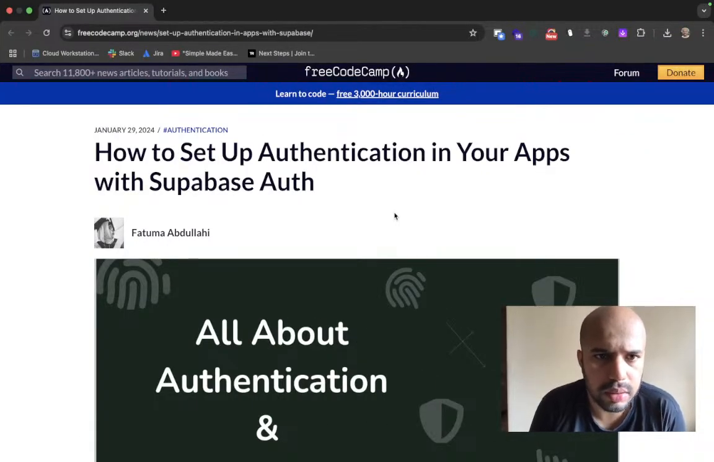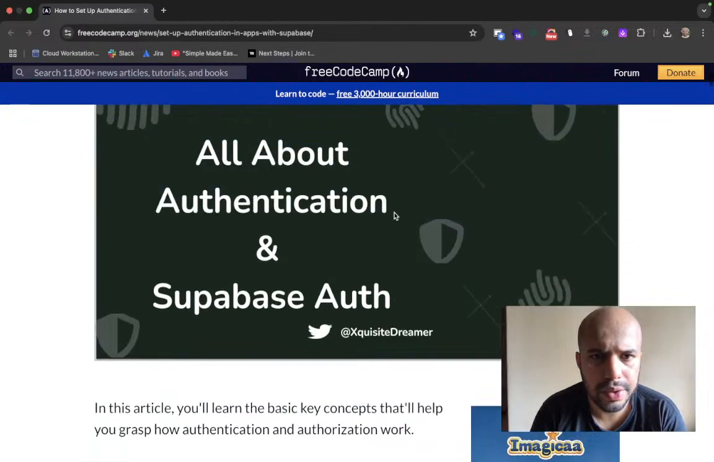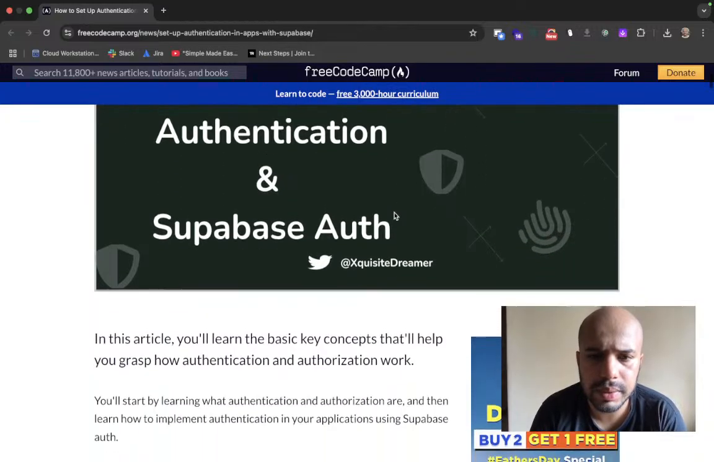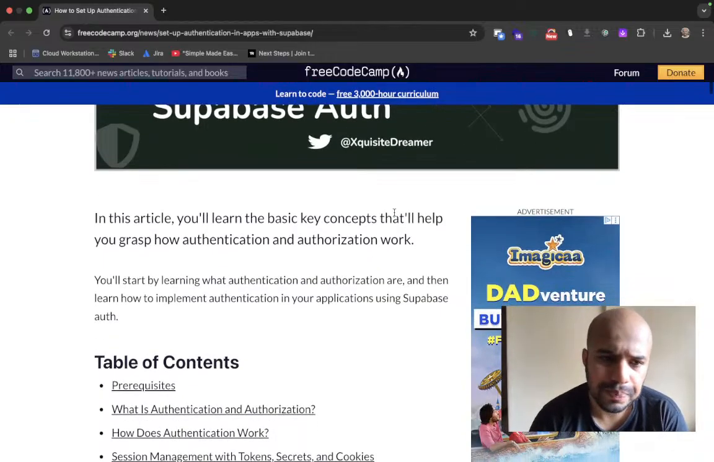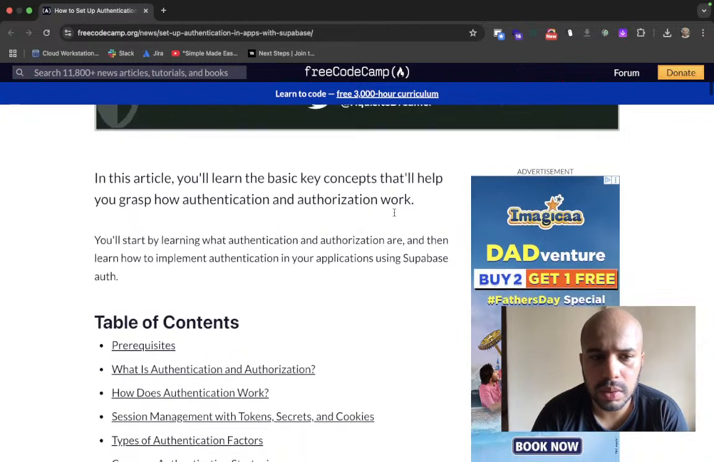Today I will be talking about how to set up authentication in your apps with Supabase Auth. It's by Fatima Abdullah. We have all about authentication and Supabase Auth. In this article, you will learn the basic key concepts that help you grasp how authentication and authorization work. We'll start by learning what authentication and authorization are, then learn how to implement authentication in your application using Supabase Auth.